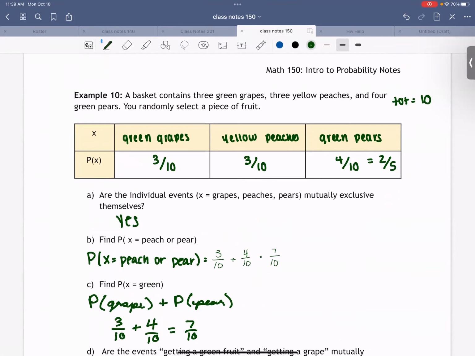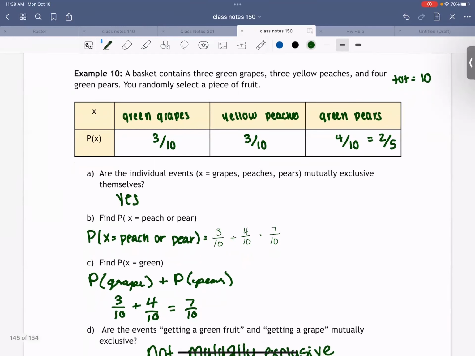And I forgot who I asked to write this one up. What's this, Alex? So yeah, why did you say yes to mutually exclusive? Because if you're just picking one at a time, you can't get a grape, a peach, or a pear at the same time. Yeah, right. You can't pick up a grape peach or a peach pear, right? Nice job there. And then I got Alex to write up, okay, how do I find the probability that X is a peach or a pear? And how did you get this probability? So I just added the probability of getting a peach, and then I added the probability of getting a pear to get the sum. Nice job. Any questions on A or B?